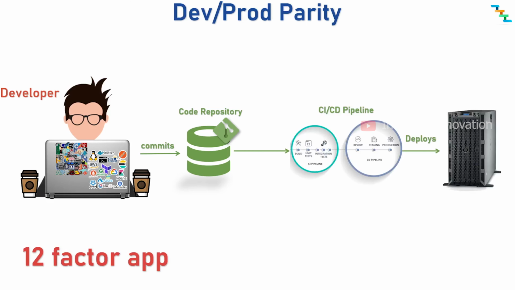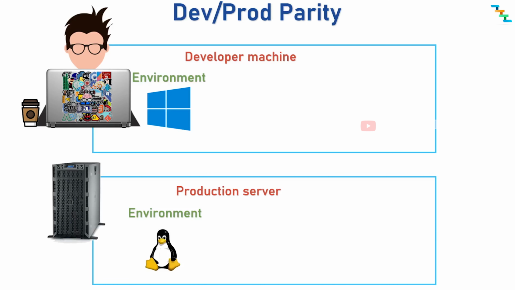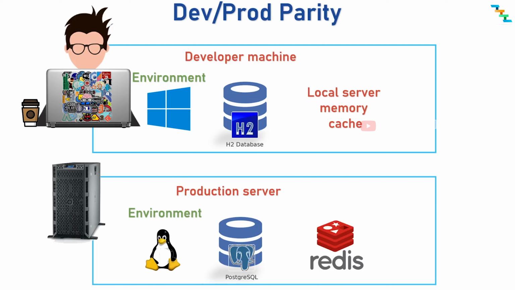Next, and the very important one, is tool difference between the environments. In a traditional system, a developer's operating system can be Windows, and the developer is using H2 database, which is lightweight, and in-memory caching, whereas the production environment's operating system is Linux, the database in production is Postgres, and for caching, Redis. There is a substantial difference between the production and the developer machine. This may result in unexpected issues in the production environment which might be working fine on the developer machine.